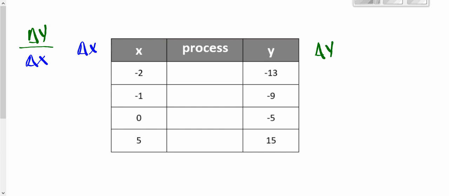Something I do want to point out is notice that my x values are going up by 1 at first, but then we jump by going up by 5. So my inputs are not going up by a consistent amount, but that's okay. You can still find the slope. We just need any 2 points to find our slope. So I'm going to pick 2 points. I'm going to pick the first one and then I'll check with another one. So my rise from -13 to -9, so I'm climbing out of the hole, is +4.